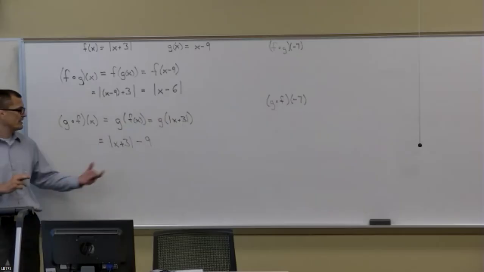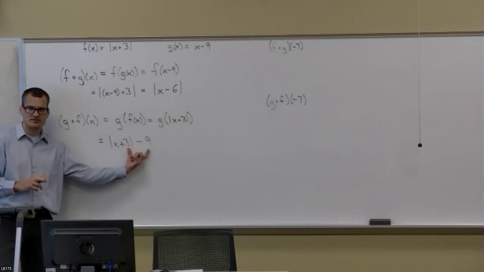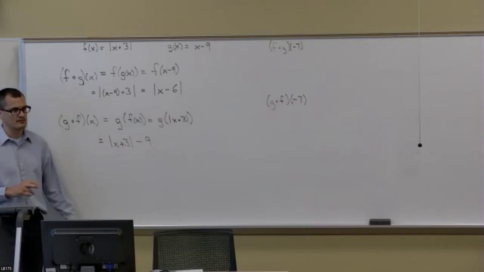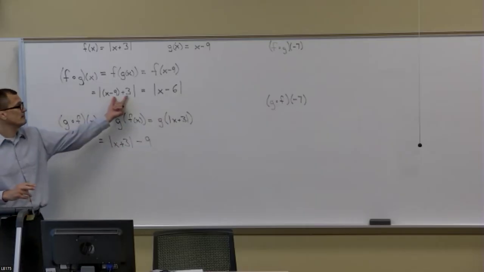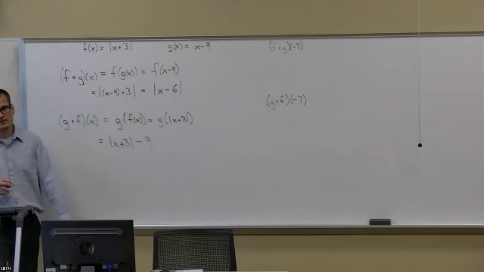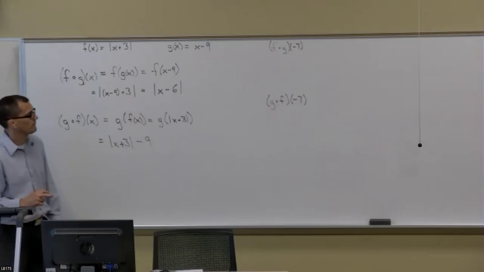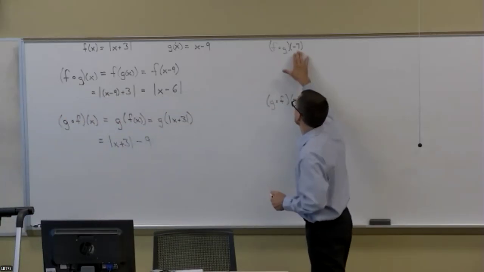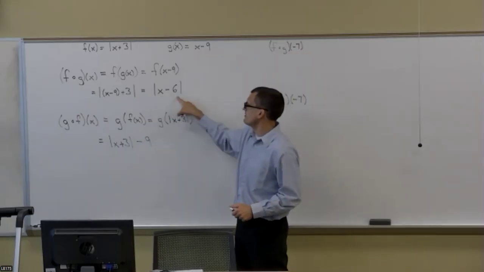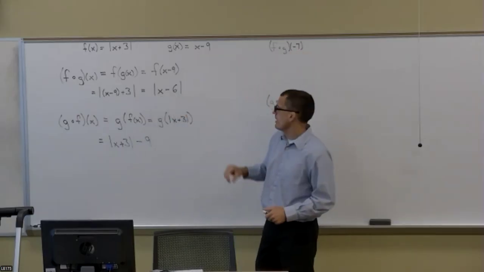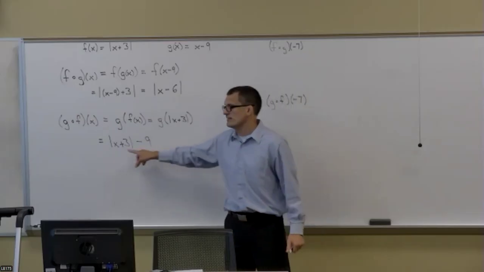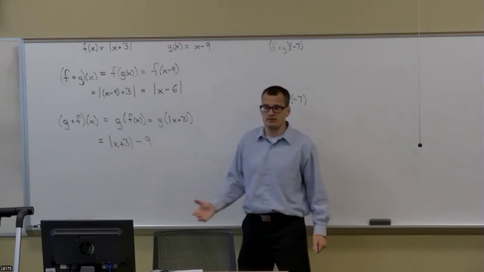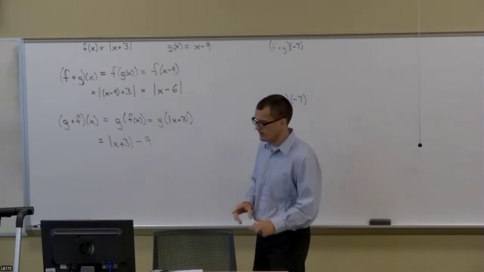Be careful with that. You can't combine this 3 and this minus 9 because one of them's inside the absolute value, one of them's not. You should be combining both of these because both of those are inside the absolute value. Now, if you wanted to, you can plug in -7 into this. You can plug in -7 into this and figure out what each of those are.